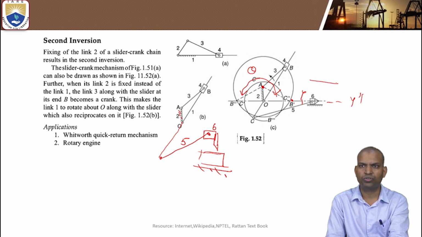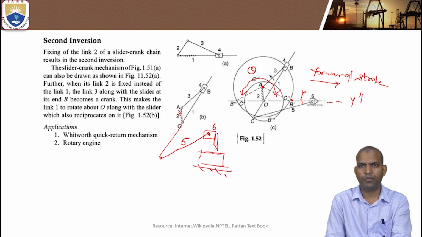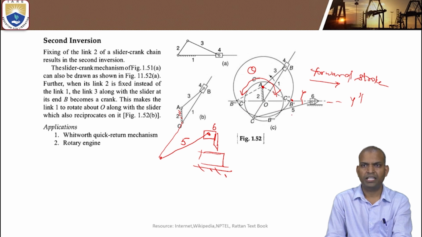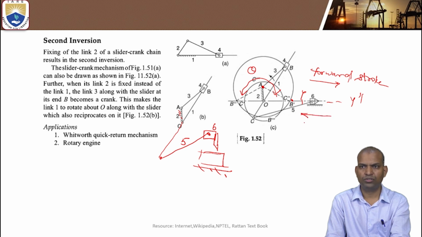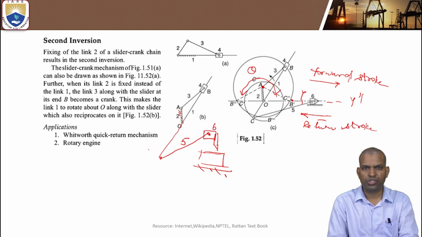That is called forward stroke. Then it completes another revolution, that is B'' to A to B'. Then return stroke takes place. Then it moves backwards. Cutting tool moves. That is called return stroke. Cutting stroke, forward stroke, return stroke, idle stroke. So cutting stroke is the forward stroke and return stroke is the idle stroke.